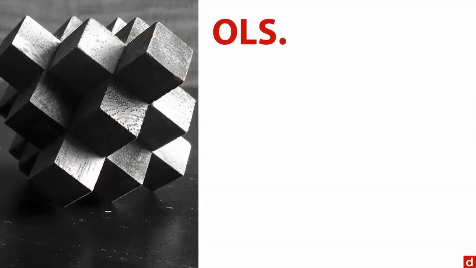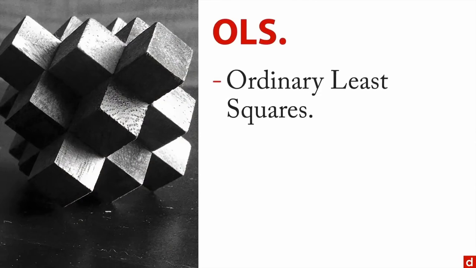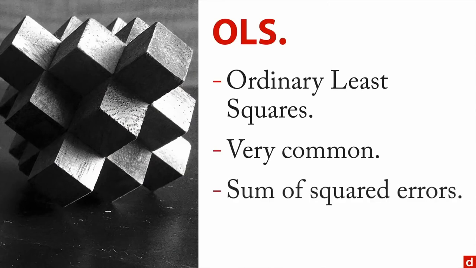This is actually called OLS, which is short for Ordinary Least Squares. This is a very common approach. It's used in a lot of statistics, and it's based on what's called the sum of squared errors. And it's characterized by an acronym called BLUE, which stands for Best Linear Unbiased Estimator. Let me show you how that works.